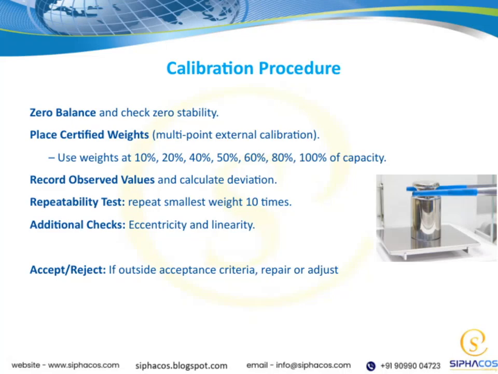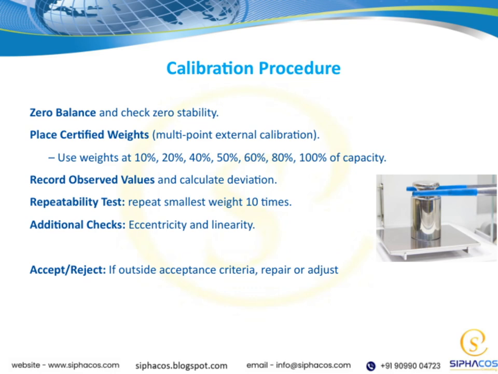Let's start by ensuring the balance is at zero and check that it remains stable at zero. This is a crucial first step to confirm there's no drift or imbalance before we proceed. Next, we place our certified weights for calibration, and this involves multi-point external calibration. We use weights at various percentages of the capacity, specifically at 10, 20, 40, 50, 60, 80, and 100% to get a comprehensive calibration curve.